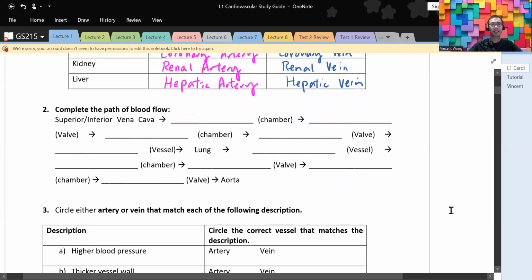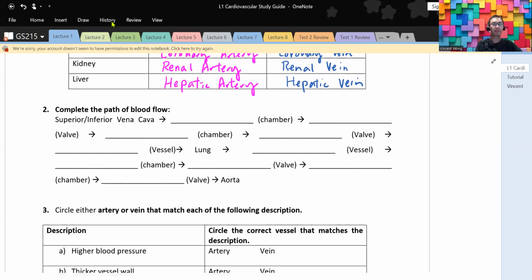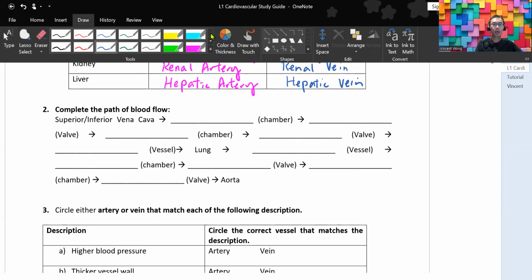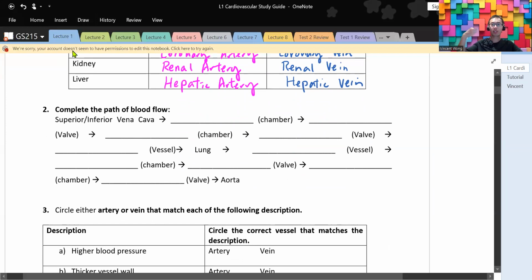Okay, this is the path for blood flow. So as you know, it's a continuous cycle. So there's technically no beginning or end, but usually textbooks describe it by starting at the superior and the inferior vena cava. All right. So the superior vena cava and the inferior vena cava will collect blood from the upper part of the body as well as the lower part of the body, and that will feed the blood into the right atrium.